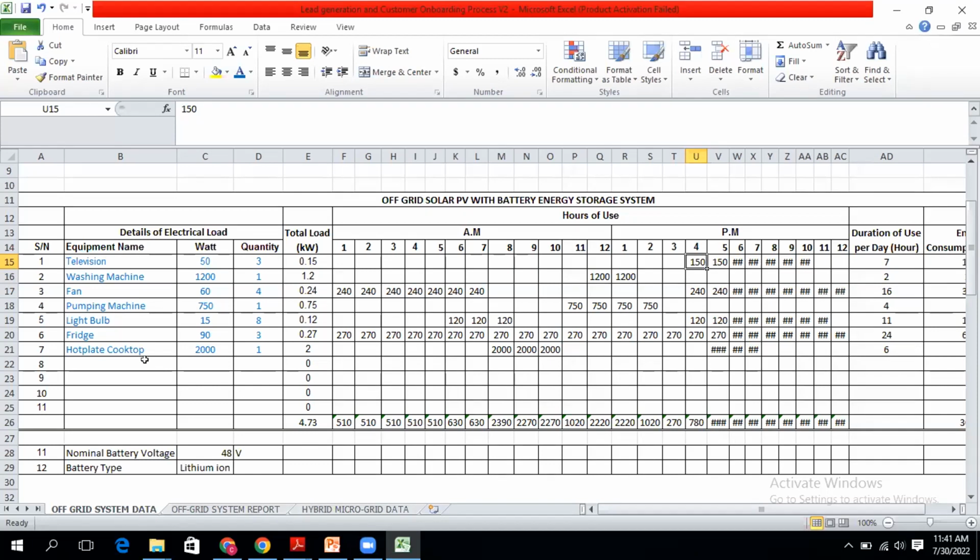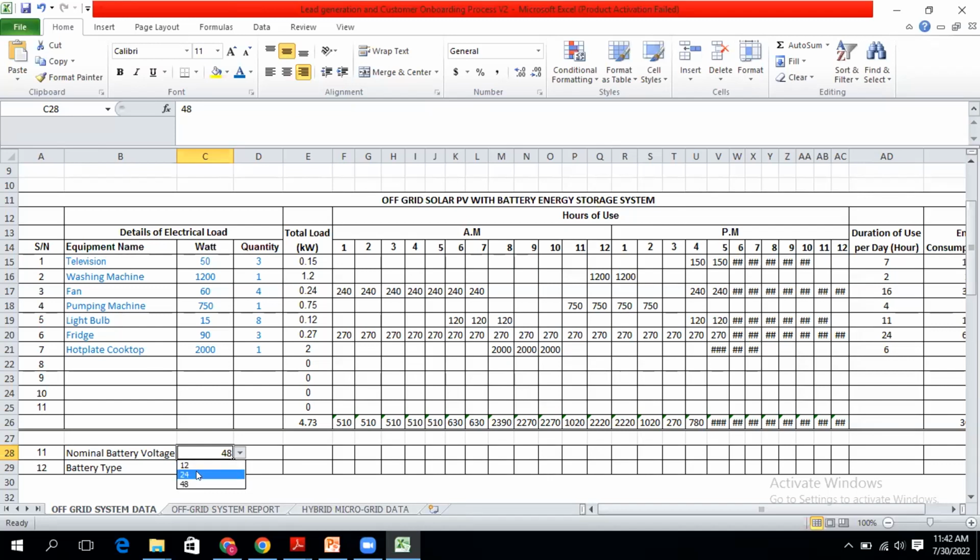Once you've done the same thing for all of the equipment, what you need to do now is to select your system voltage. If you're designing, what voltage do you want your system to be? Do you want it to be 12 volts, 24 volts, or 48 volts? This system voltage is the voltage of your inverter, like we already mentioned before. So select the voltage that you want your system to be.